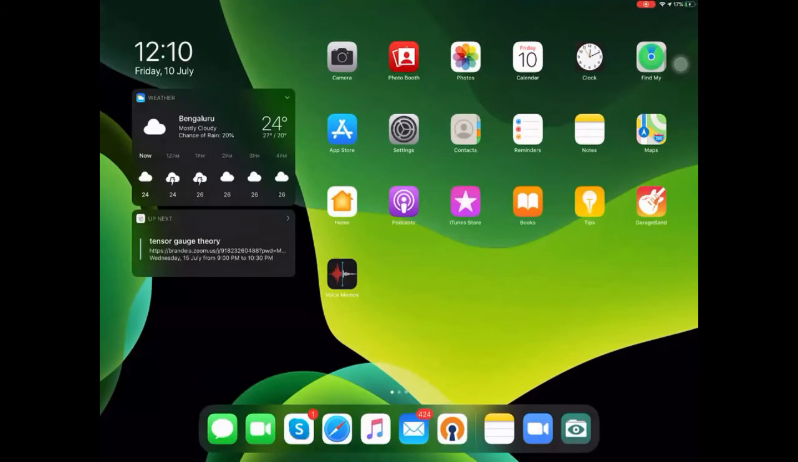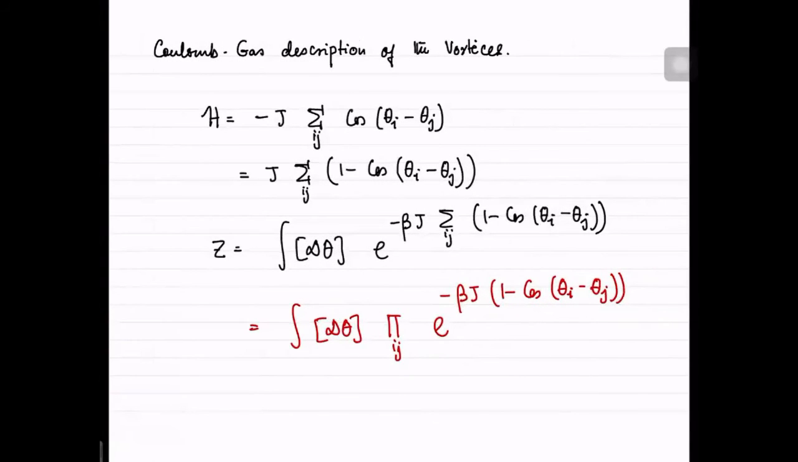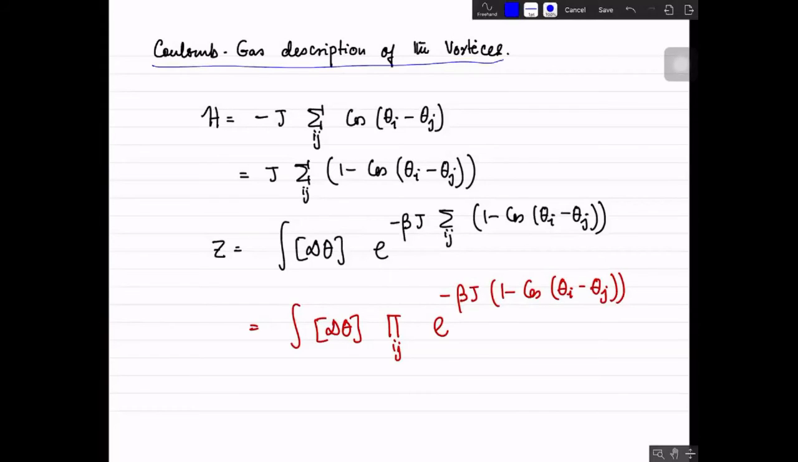Okay, good. So let's try to understand this effect more carefully. What we want to understand is what we call a Coulomb gas description of the vortices. So let's start with the Hamiltonian and do some mathematical manipulation, which is just one way to think about things.